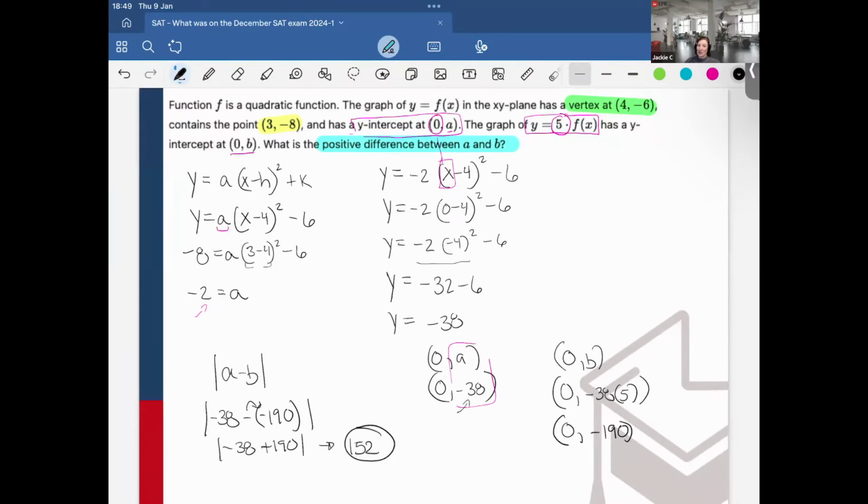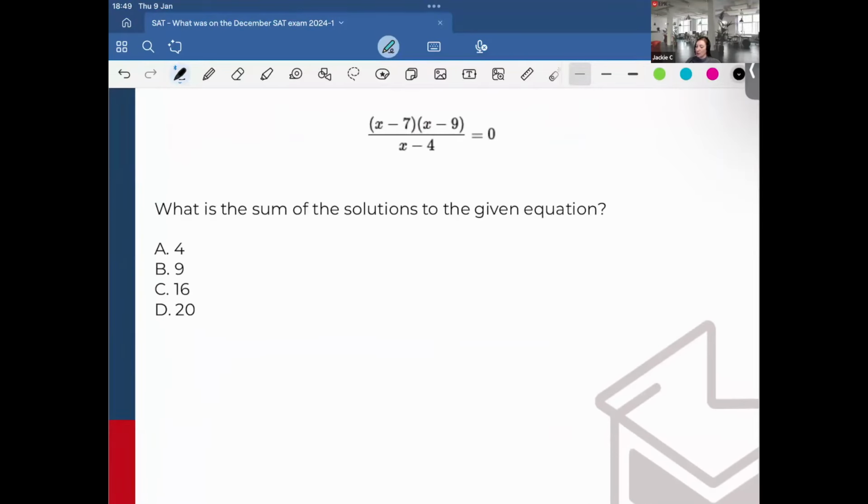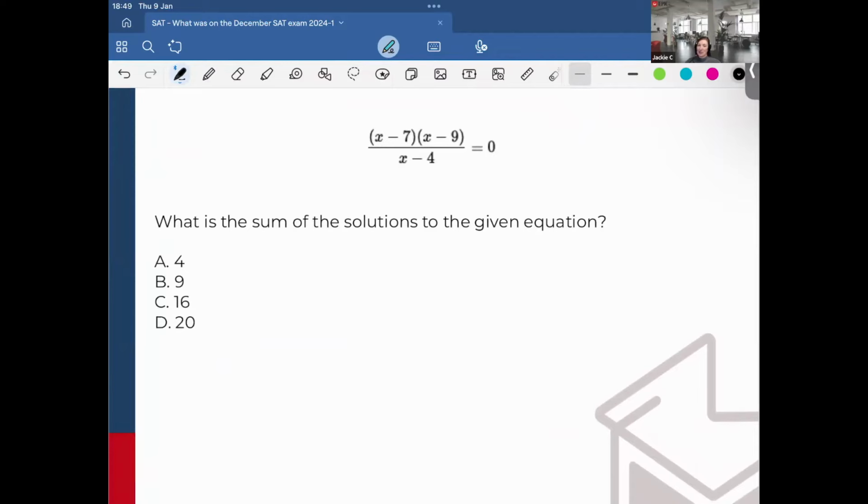Let's see if you feel the questions get progressively more difficult. Okay, so here, what is the sum of the solutions to the given equations? I think this one's actually straightforward. But first, what I would want to do is remove the denominator. So multiply each side by x minus 4. So these will cancel. 0 times anything is just 0.